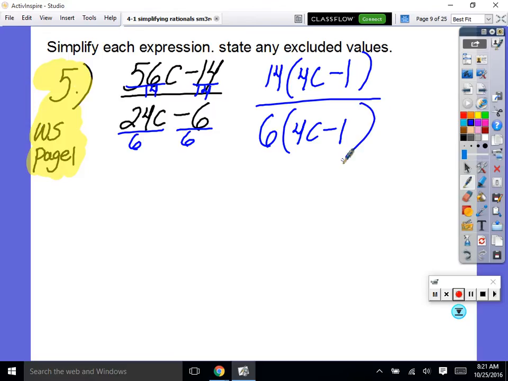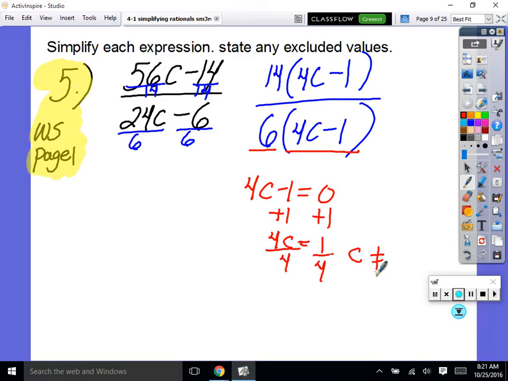Everybody good? Before you divide anything out, you've got to restrict the domain. So you look at the bottom and say, when would the bottom equal 0? Now careful here, this is where people get confused. We have a 6 and a 4c minus 1. Is there any variable on 6? No. So that piece will never equal 0. Does everybody understand? So there's no problem there. Our only problem is here. When does 4c minus 1 equal 0? Solve for c algebraically. We'd add 1. 4c equals 1. Divide by 4. So c cannot equal 1/4. That is our restricted value.